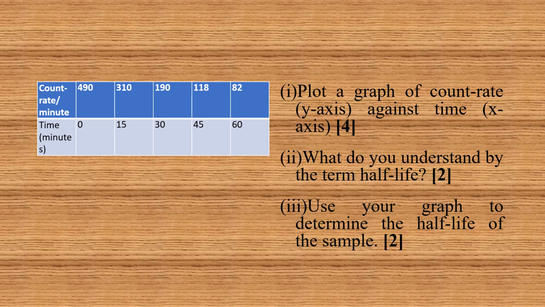B. 1. Plot a graph of count rate, y-axis, against time, x-axis. 4 marks. 2. What do you understand by the term half-life? 2 marks. 3. Use your graph to determine the half-life of the sample. 2 marks.